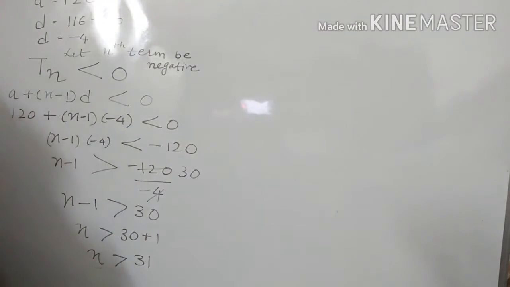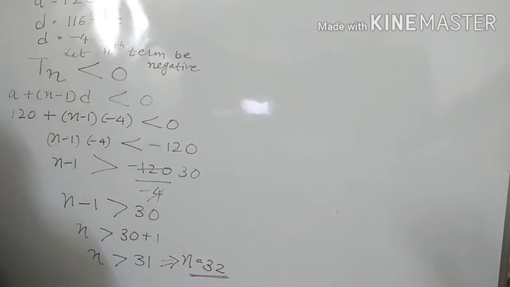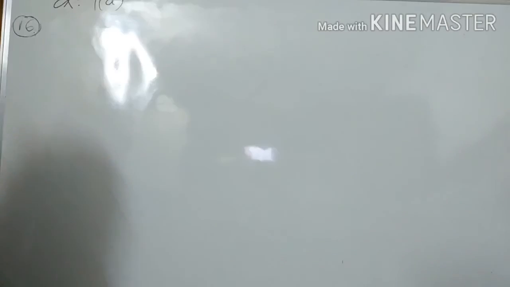What does it mean? That n is greater than 31. So which is the next number greater than 31? 32. So our answer is 32. N is equal to 32, which is the first negative number we found here. Now let us start question number 16.